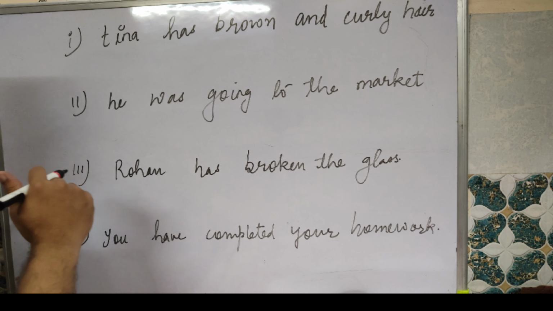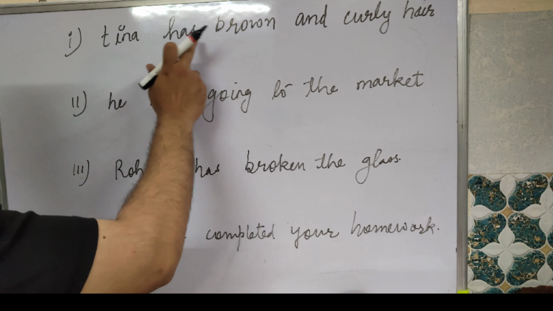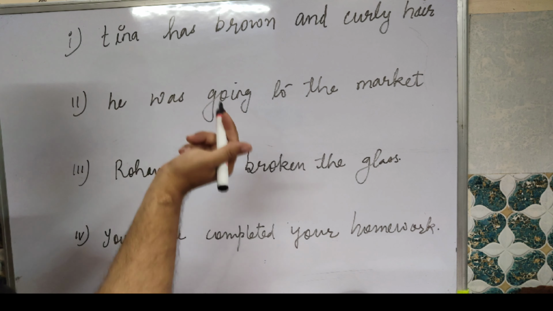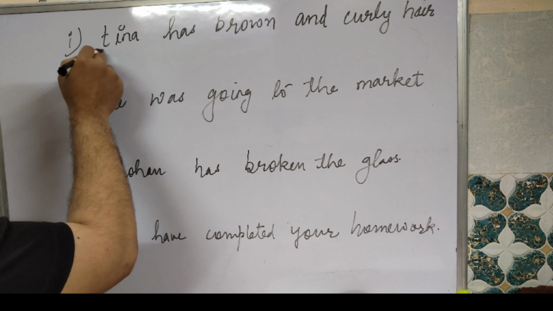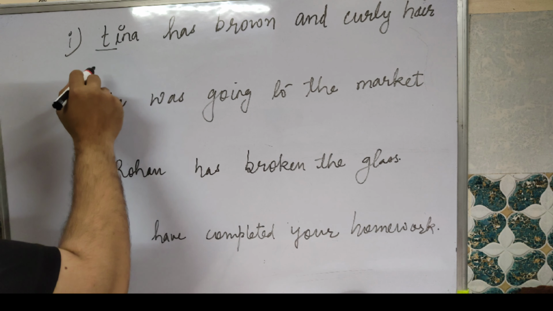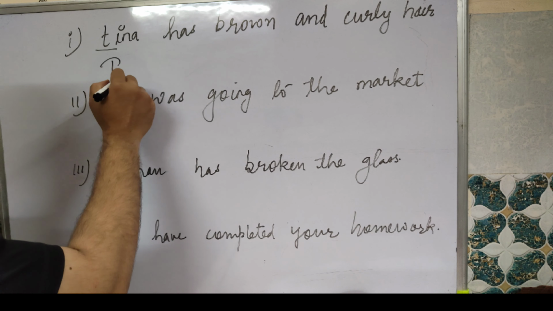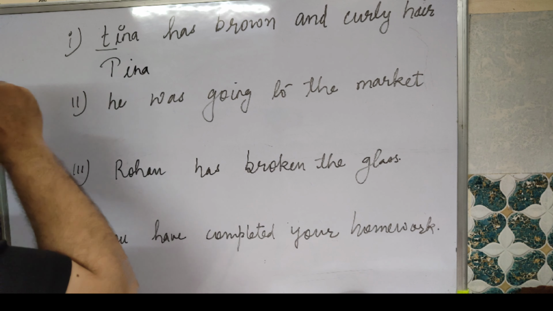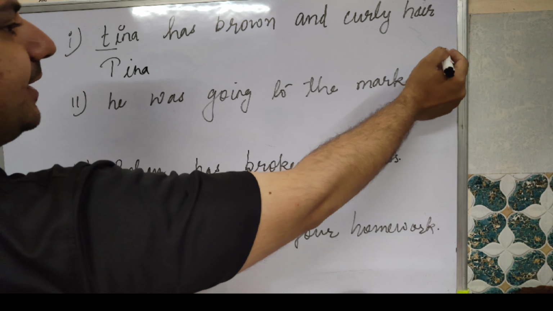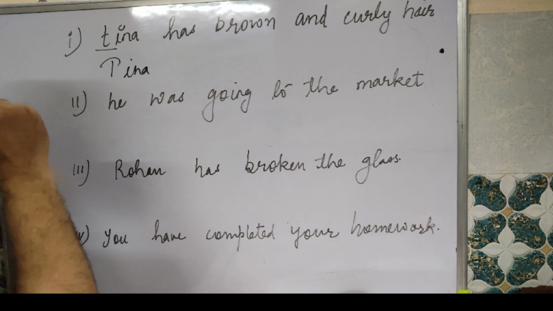So let's see the exercise over here. The first one is Tina has brown and curly hair. I believe you can identify the problem over here. Tina. Okay. Tina is not the problem. The problem is with the letter. So T should be capital. Apart from that, a full stop is missing at the end. So you need to add a full stop.